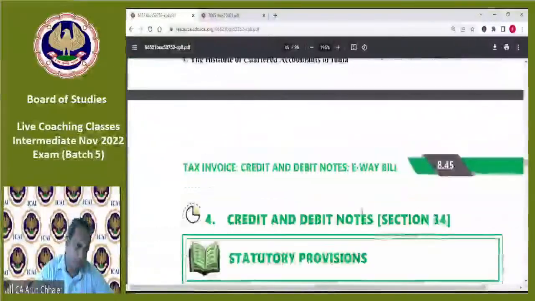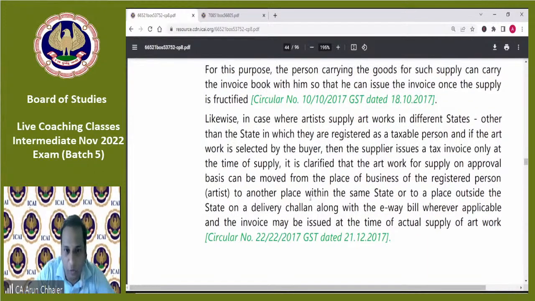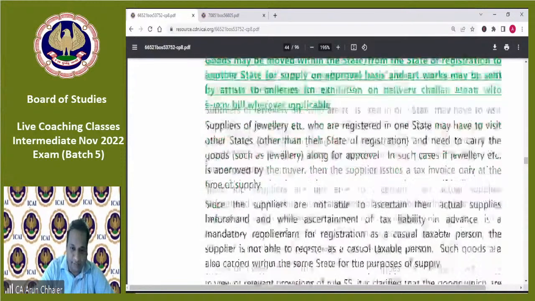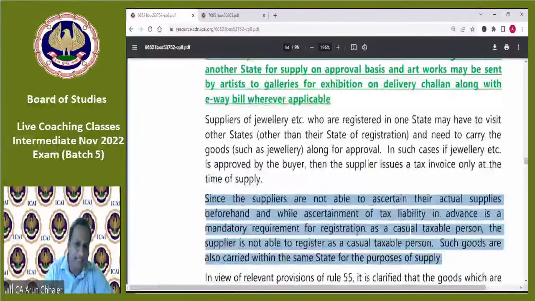I see. So what is your question? They are saying that you are allowed to transfer, you are allowed to use the delivery challan. That's it. Nothing special. See, they have given the reference of circular 10, then they have given the reference of circular 22. I think this is circular 22. I'm not sure. So they are saying that you can use the delivery challan since the suppliers are not able to ascertain their actual supply. So that is the correct sentence.